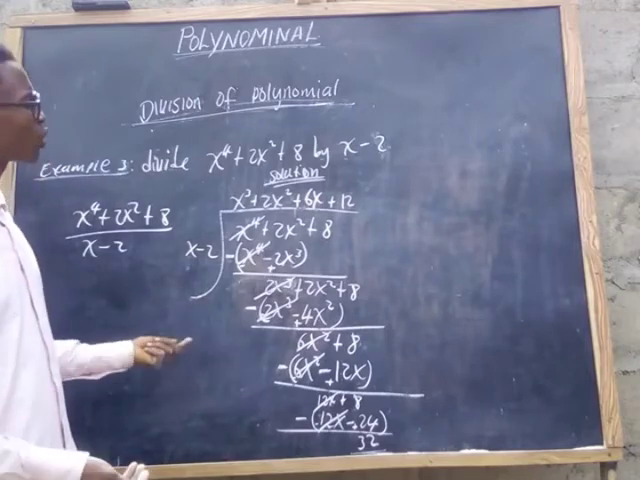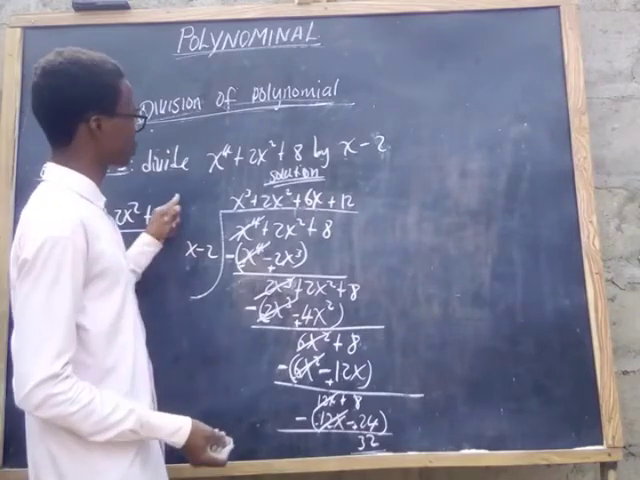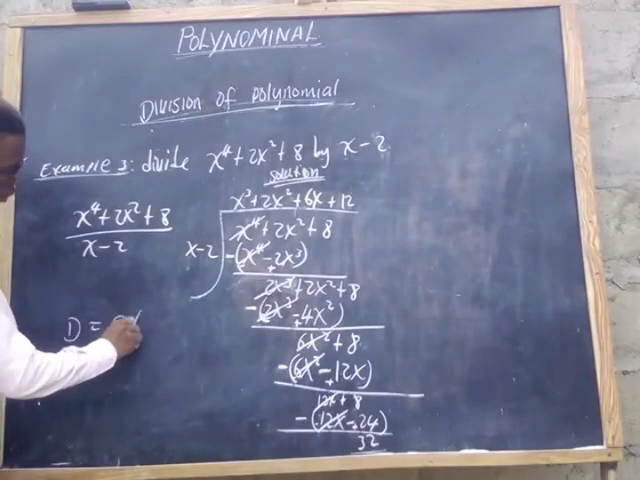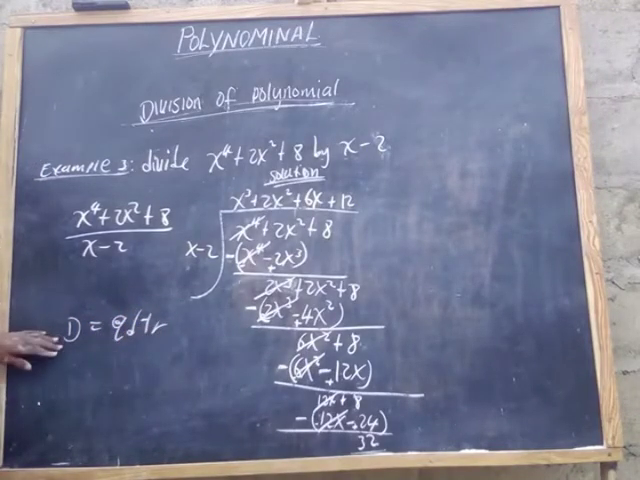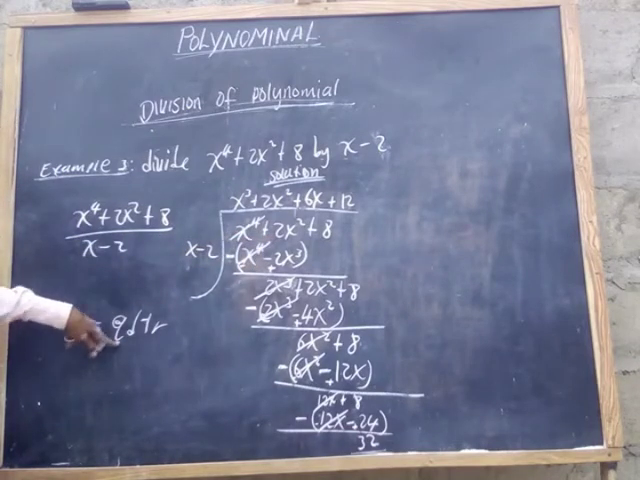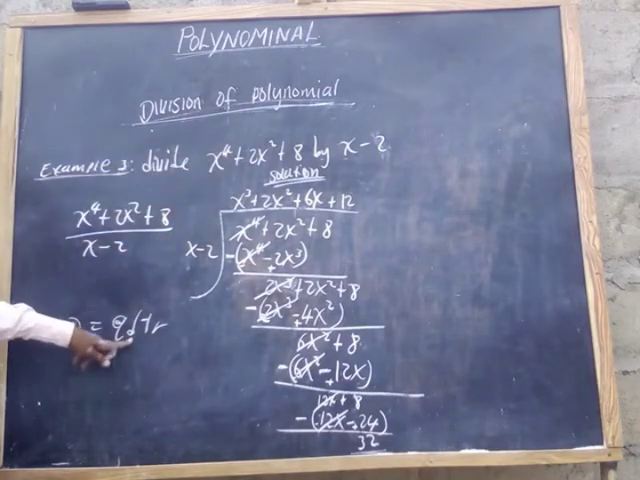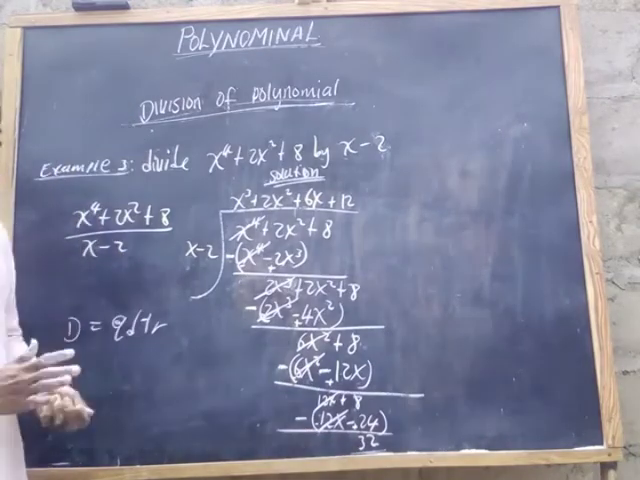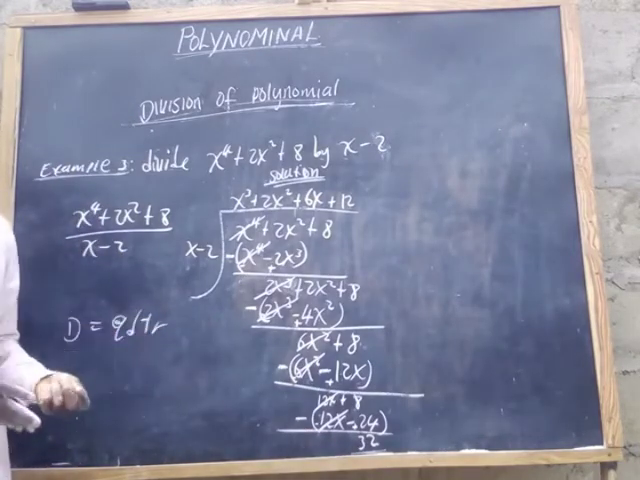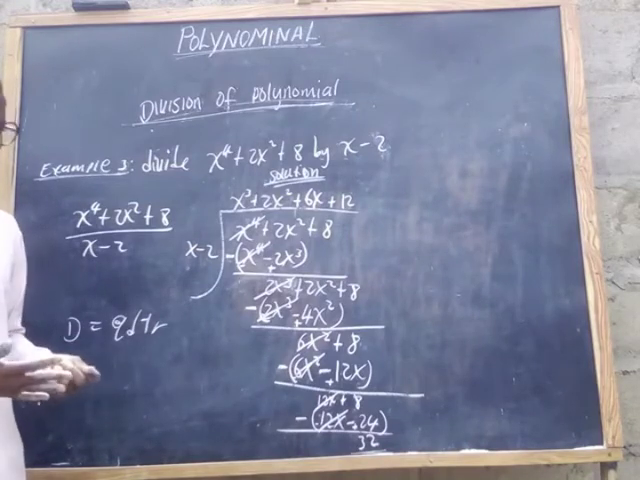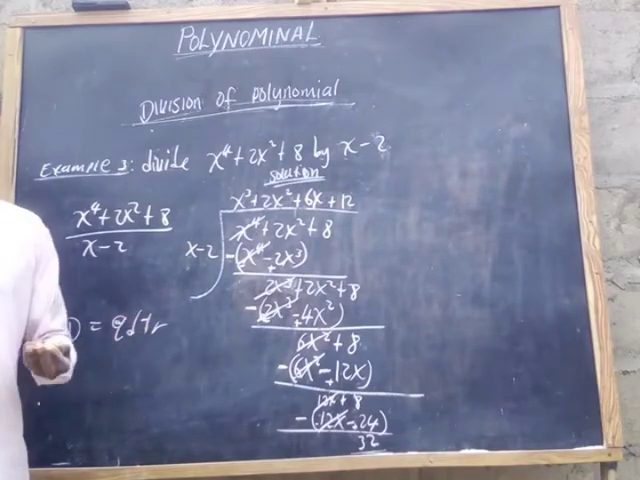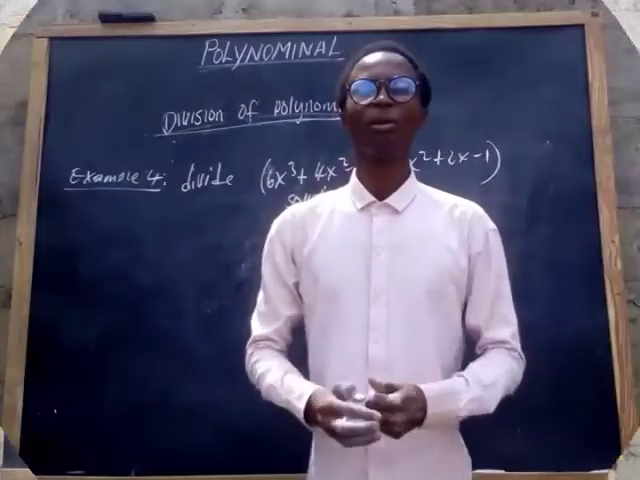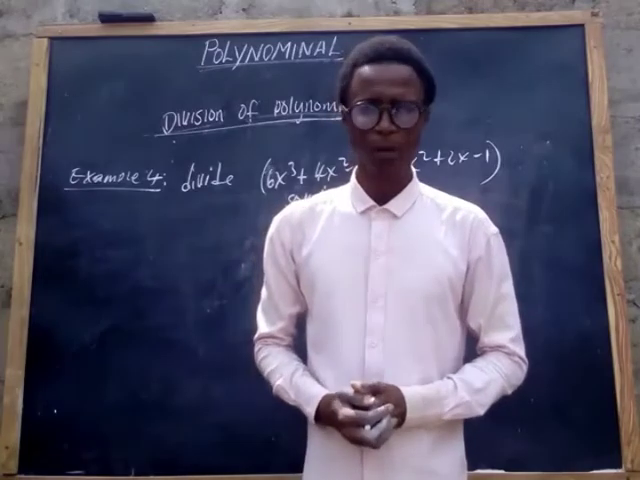Right? So now if you want to arrange it, what are you going to say? D is equal to Qd plus R, where D is this one, the Q is this one, the small d is this one, and the remainder is this 32. Do you see it? So this is how to arrange it. I hope you understand. This is the brief way how to solve division of polynomial, right?